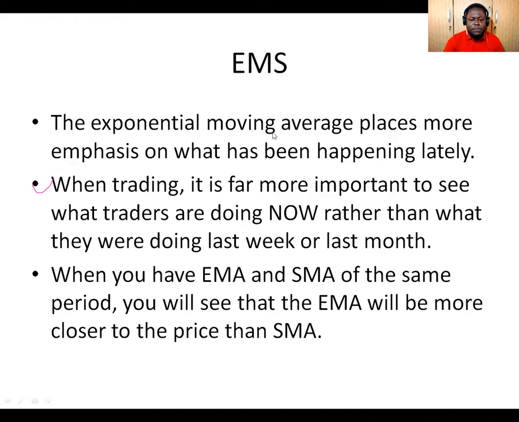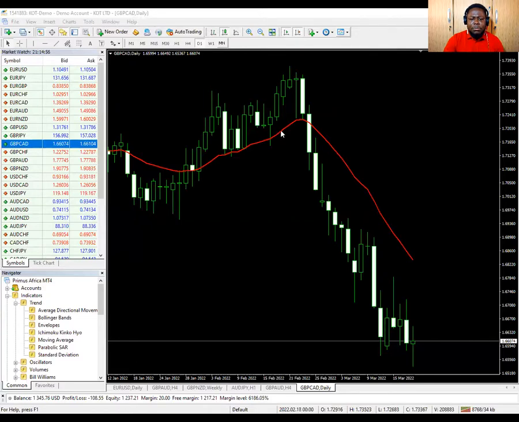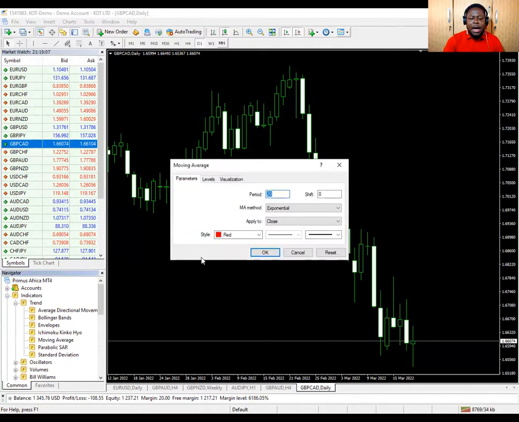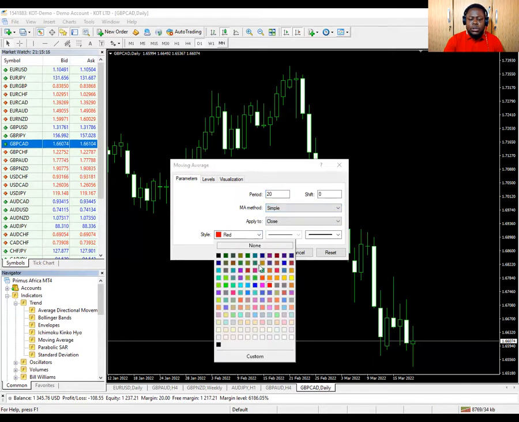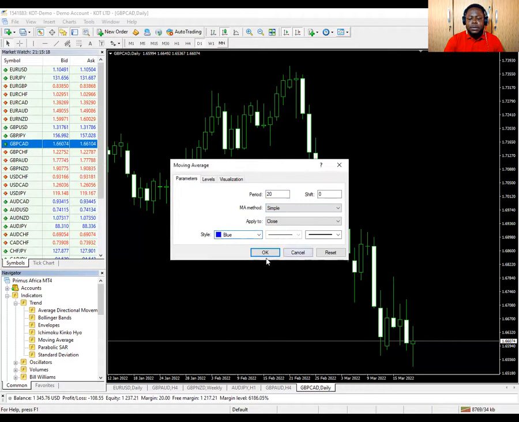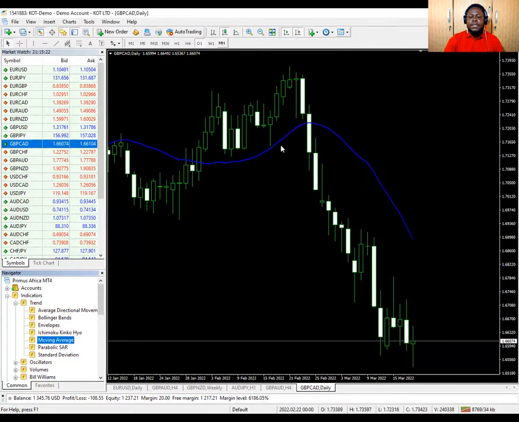So going back to the MT4. Now, I am going to delete this moving average here right now. And we are going to plot an SMA and then an EMA of the same period, okay? So let's first of all plot an SMA. The period is 20, and it's going to be a simple moving average. Let's use blue color. So the period is 20, this is a simple moving average, blue color. This is SMA 20.